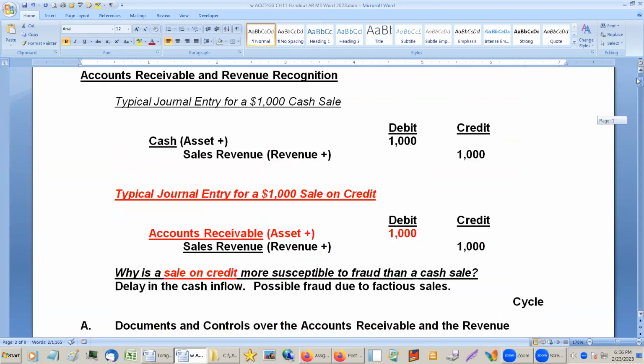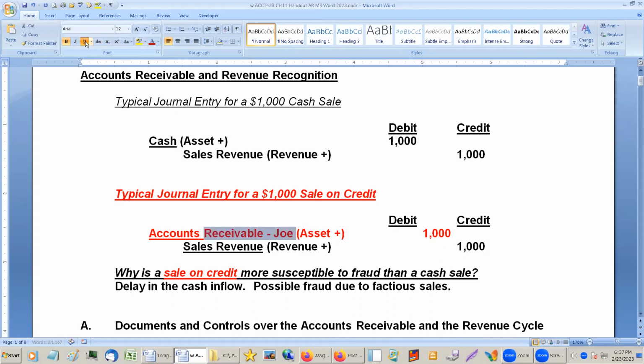Actually, I'll go back up here. This accounts receivable. Now, we just have this as a plain old accounts receivable, but truthfully, this accounts receivable should have a customer associated with it. This is accounts receivable for Joe, right? This is Joe's accounts receivable. The danger is that someone makes a plain old journal entry in the general ledger without assigning it to a customer, right?